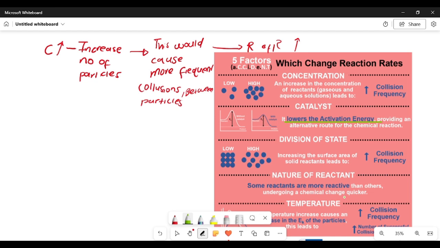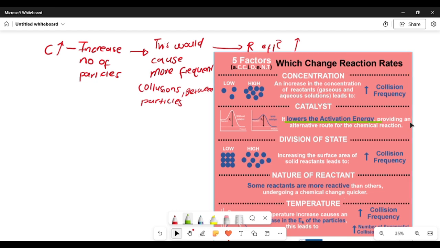And when the activation energy is reduced, which is the minimum energy required for a reaction to take place, this simply means that now more particles which didn't have enough energy before, they would now have the energy to form part of the reactions, right? As a result, this would increase the rate of your reaction.